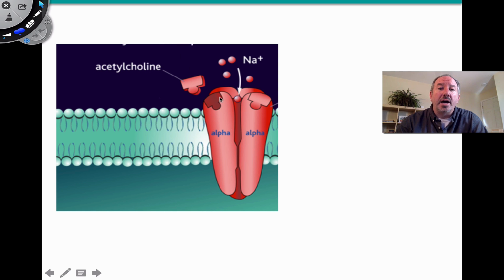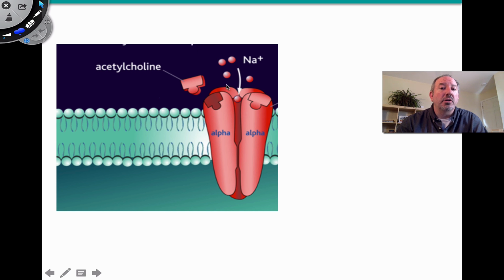Acetylcholine comes, and when it binds to the protein, it causes the protein to change shape temporarily, so it will allow sodium to actually pass. Sodium's an ion that is impermeable in the phospholipid bilayer, but once acetylcholine attaches to it, sodium can come into the cell. Now, why it comes into the cell is because there's a tremendous amount of sodium outside of the cell, so it's in high concentration.